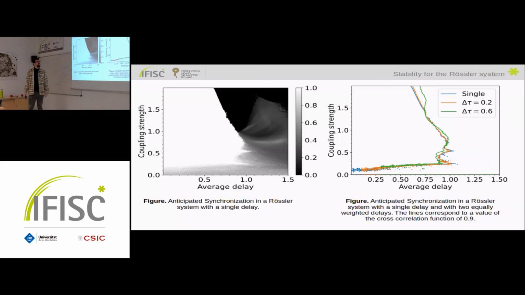And if we repeat that with two delays separated by some distance, you can see that if the distance is small, we almost get the same results as before. But if we increase the distance, there are some differences now. And it is also worth mentioning that there are some regions in which the result for a single delay wasn't stable, but now it is stable for a distributed delay. Well, not distributed, just for two delays.